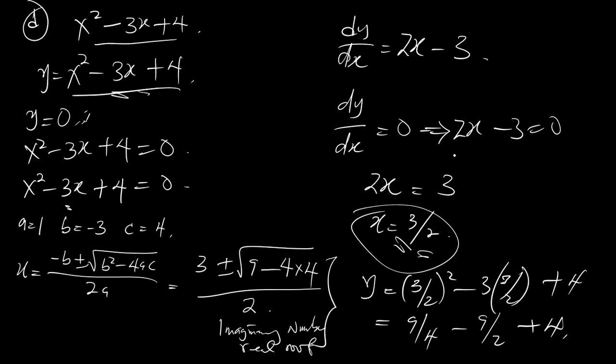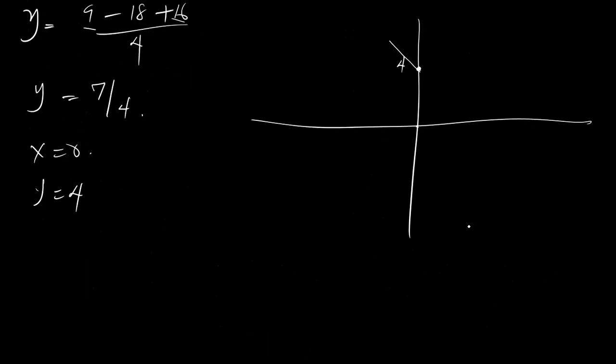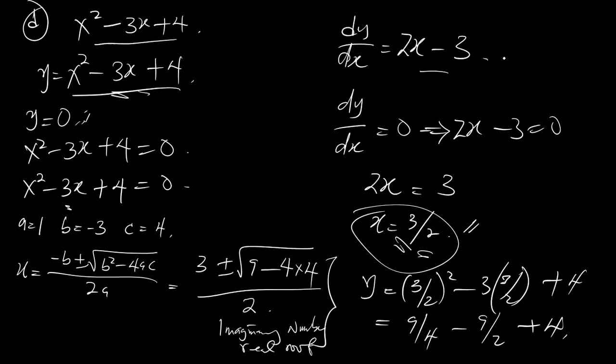Now let's look at dy/dx equal to 2x minus 3. So now let's look at the condition. What is the nature of this? Now to get the nature of it, we differentiate this further. d squared y all over dx squared will give you what? 2. So this is greater than 0. So that means it's a minimum at this point.